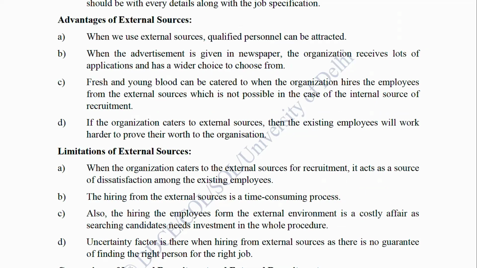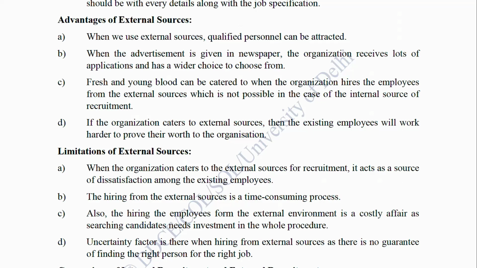Advantages of external sources. Number 1. When we use external sources, qualified personnel can be attracted. Second, when the advertisement is given in a newspaper, the organization receives a lot of applications and has a wider choice to choose from. Third, fresh and young blood can be catered to when the organization hires employees from the external sources, which is not possible in the case of internal sources of recruitment.